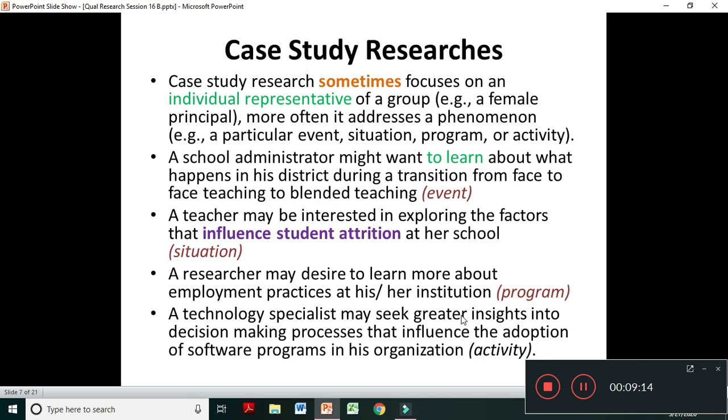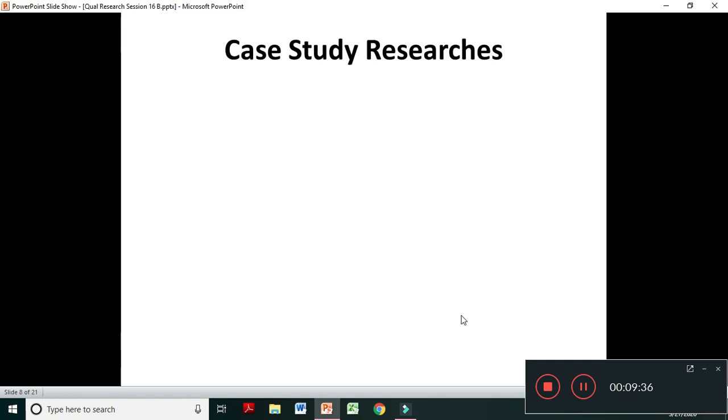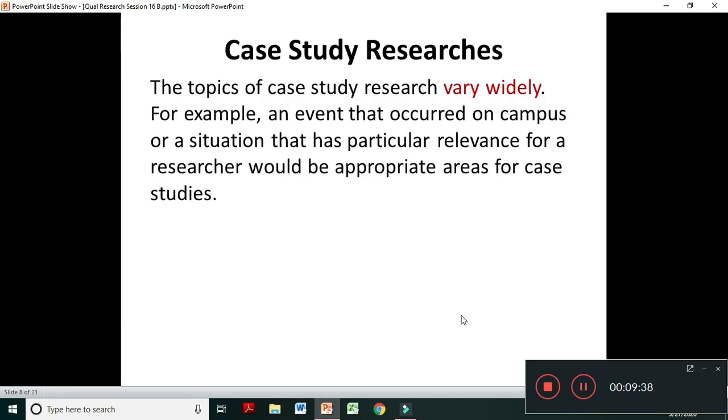So these examples indicate that case study is not always a study of a single person or a group of persons. Rather, it can be a study of an event, a situation, a program, or an activity. The topics of case study research vary widely. For example, an event that occurred on campus or a situation that has particular relevance for a researcher would be appropriate areas for case study.